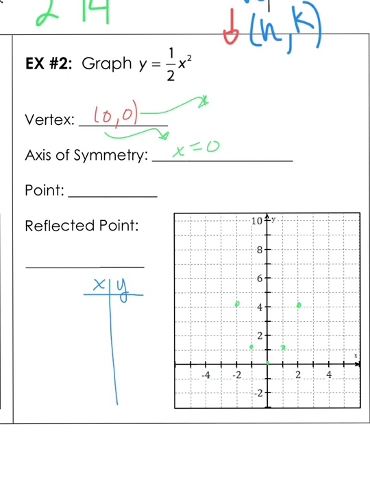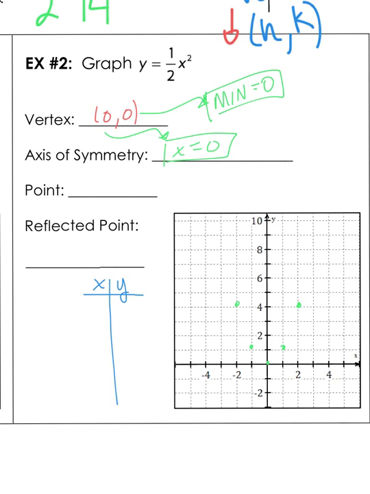Then this tells us our max or min. Because I know my parabola is going to open up, because a is positive, I have a minimum value, and the minimum value is the y value of the vertex. So in this case, that's 0. So those are the two things that I get from the vertex. Now the point and the reflected point we'll find after we graph it.